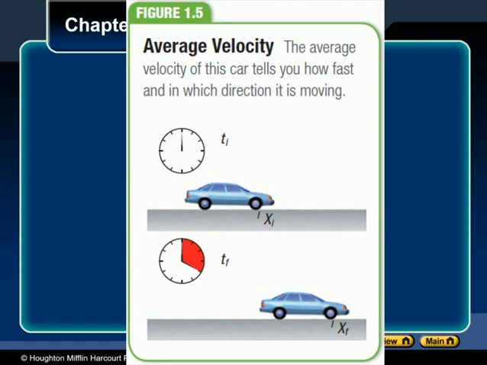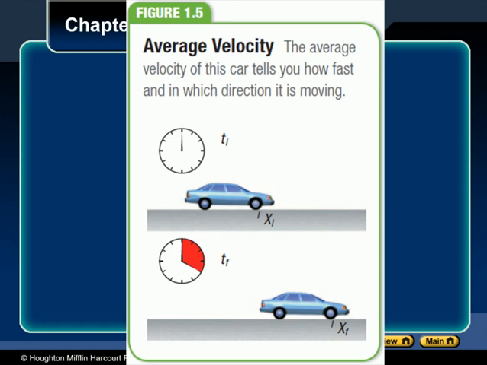Consider the car on the screen here. The car is moving along a highway in a straight line. We'll call that the x-axis. Suppose that the positions of the car are x sub i at t sub i and x sub f at t sub f. In the time interval Δt, which is equal to t sub f minus t sub i, the displacement of the car is Δx, which is equal to x sub f minus x sub i.